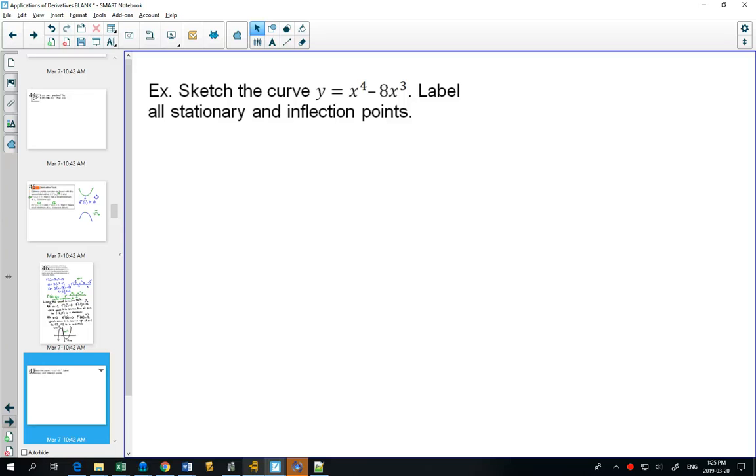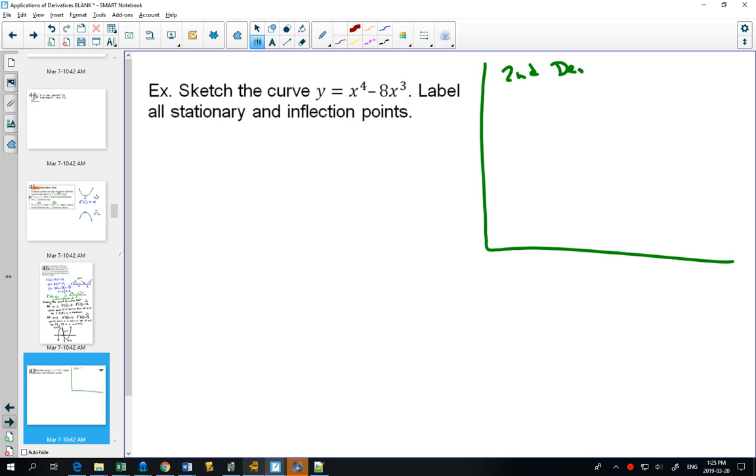Now, sketch the curve, label all stationary and inflection points. We're going to do it in the order that I like to sketch curves, but just off to the side, just to practice. I'm going to do the second derivative test right off to the side. So second derivative test, I'm going to find my first derivative, 4x cubed minus 24x squared. I'm going to find my second derivative, 12x squared minus 48x. I'm going to factor both of these.